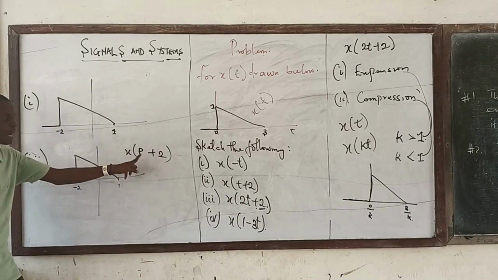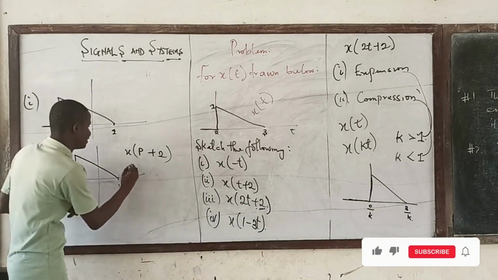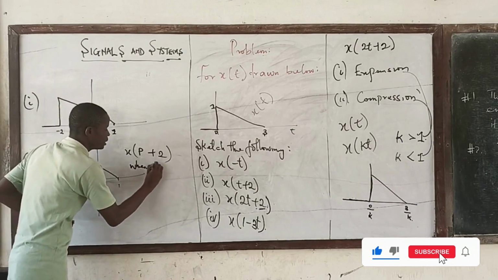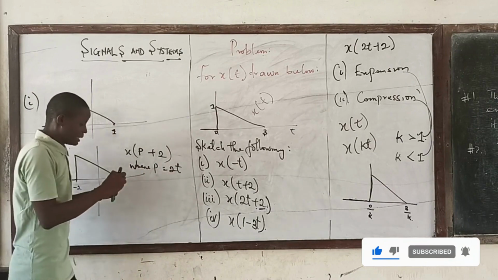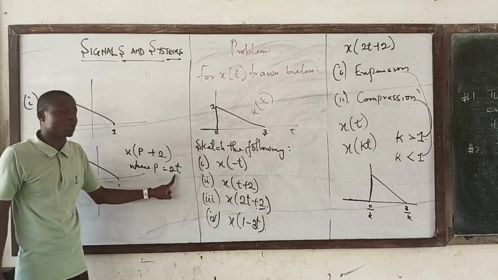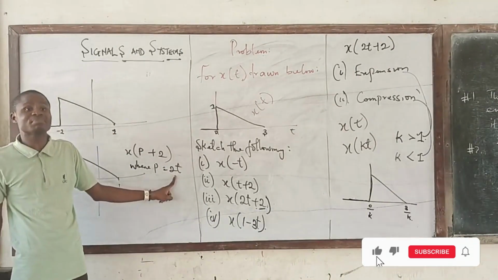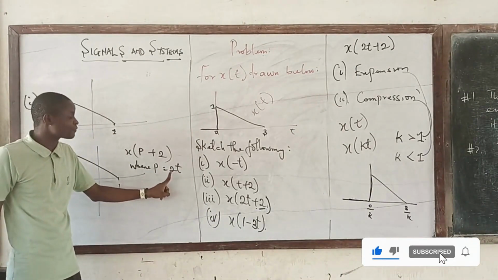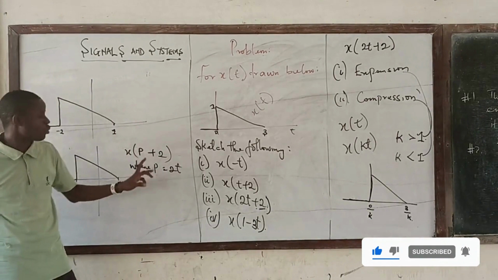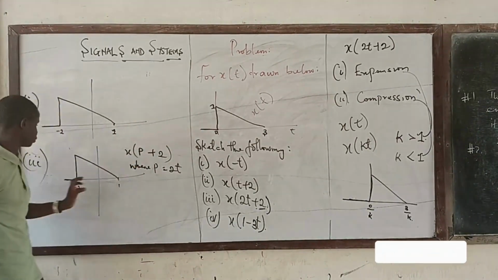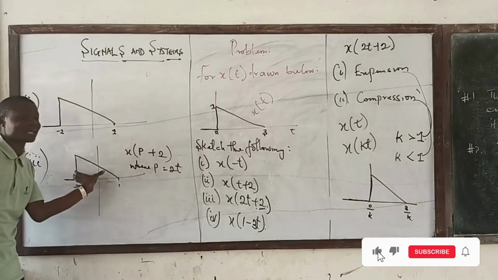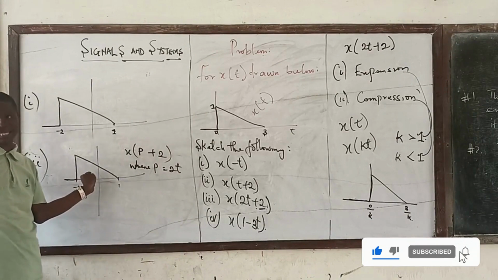I will come back to this p. My p here, let me write this, where my p is equal to what? 2t. Next step: I have to do this operation, which is time scaling. And I told you that when you have k greater than 1, you have compression. So all I want to do right now is compress this signal.